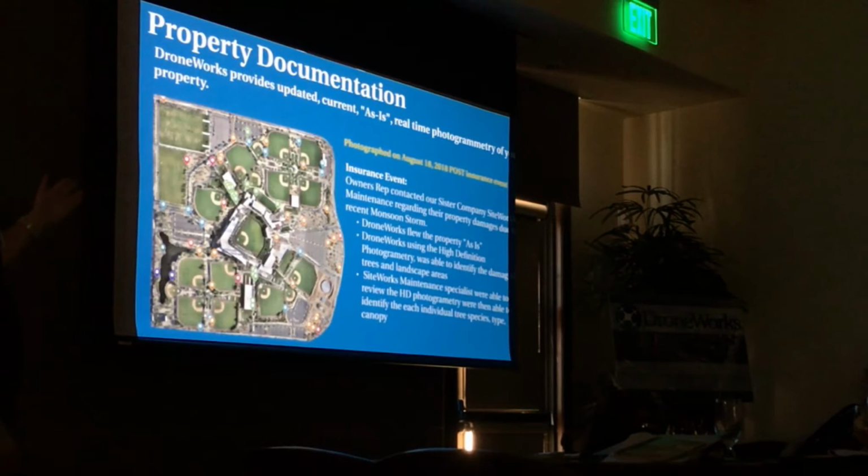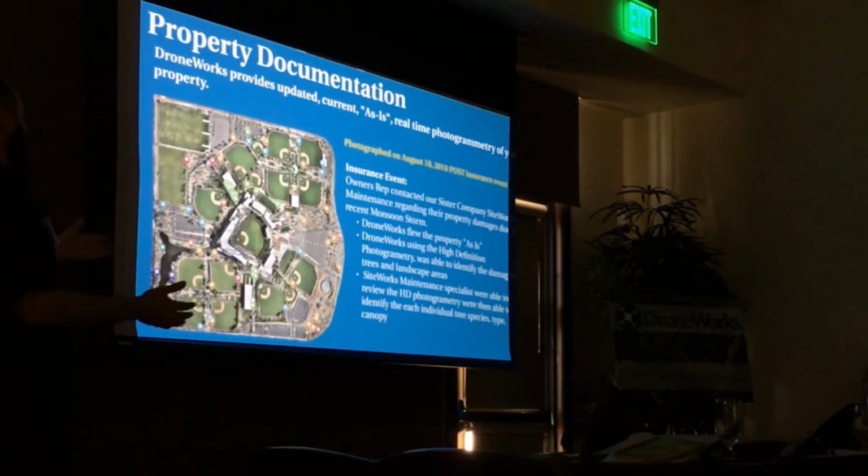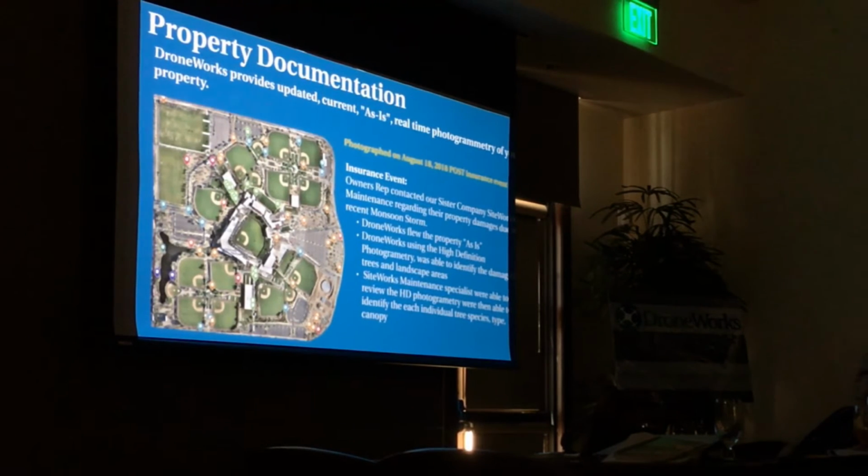So in the insurance event, the owner's rep contacted our sister company, SiteWorks, which is our landscape division. They requested us to come out and do this analysis. So we flew the property as is using the high definition cameras. We were able to identify the damaged trees and landscape area. SiteWorks maintenance then went in after we identified the troubled areas, and they were able to identify the species, the price of what it would be to replace the tree, and then obviously what they had there before, what their loss was. So, I mean, it worked seamlessly.